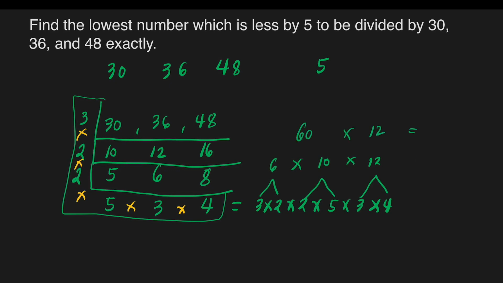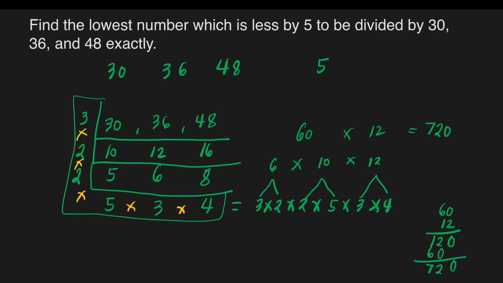Now let's multiply 60 and 12. 60 times 12. That's 0 times 2, 0. 6 times 2 is 12. 1 times 0 is 0. And 1 times 6 is 6. Then we can add 0, then 2, 7. That is 720. So the LCM of 30, 36, and 48 is 720.